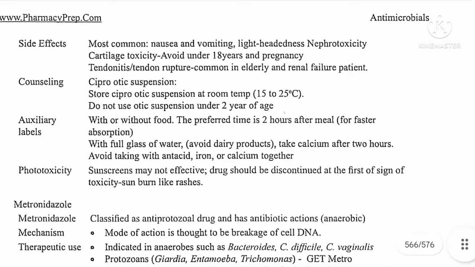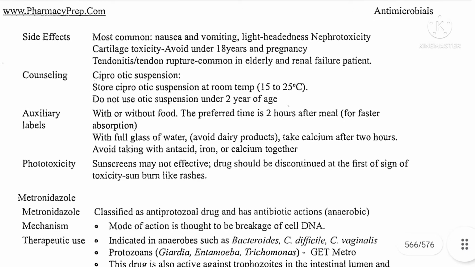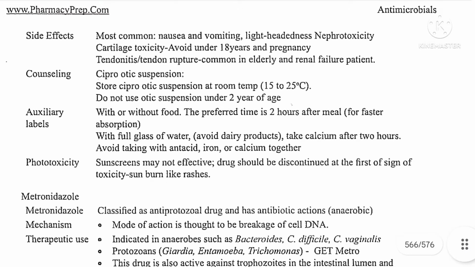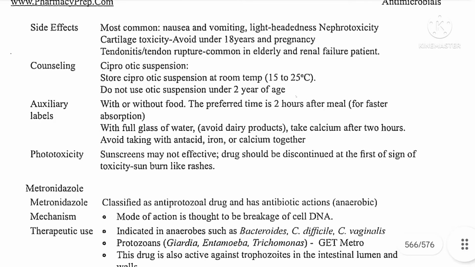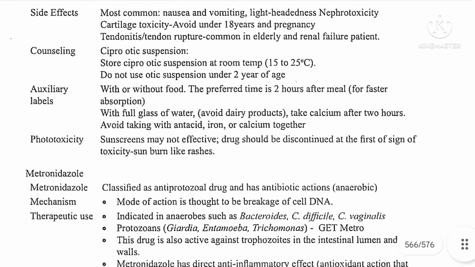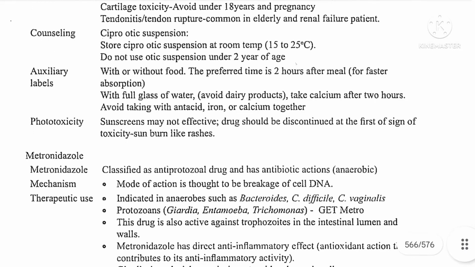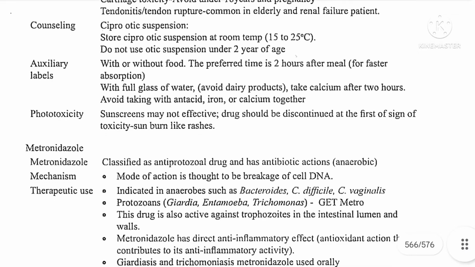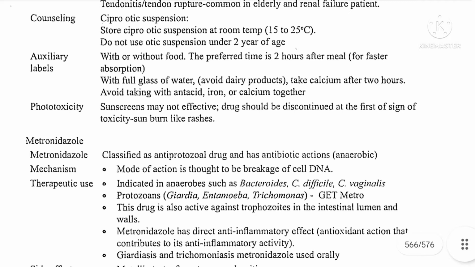Cipro otic drops: store the otic suspension at room temperature, 15 to 25 degrees centigrade. Do not use otic suspensions under the age of 2 years. Auxiliary labels: with or without food. The preferred time is 2 hours after a meal for faster absorption, with a full glass of water. Avoid dairy products. Take calcium after 2 hours.